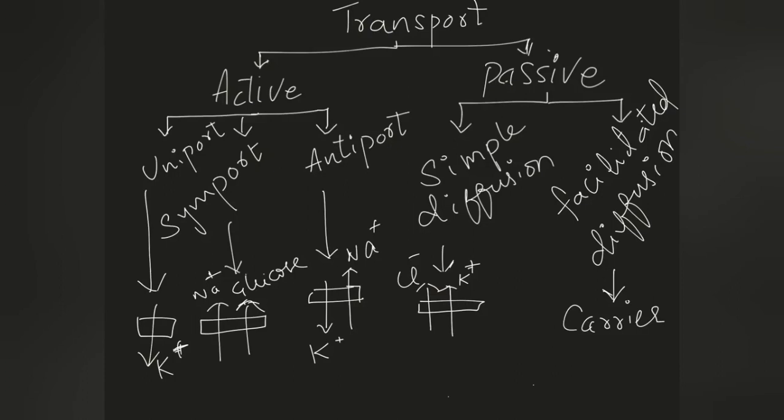Other than the lipophilic components, the remaining water soluble components like amino acids, carbohydrates and other molecules will pass through different mechanisms. Hence the transport mechanisms are basically divided into two types: one is active transport and another one is passive transport. The basic difference between these two is that active transport requires energy, whereas passive transport doesn't require any energy.